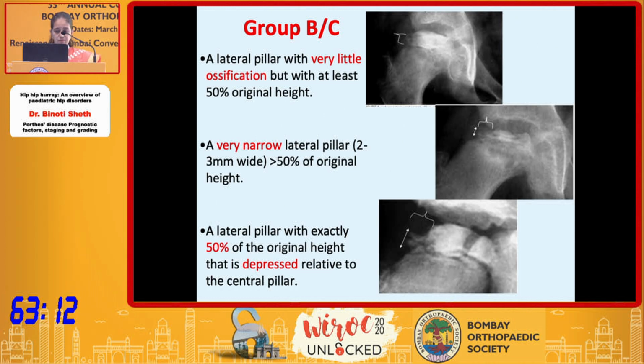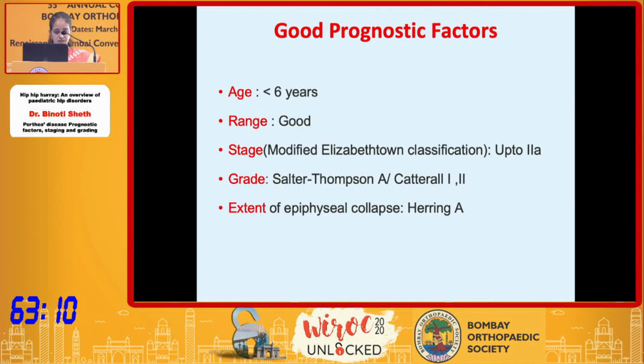So again, re-emphasizing the prognostic factors. If the age is less than 6 years, the range of hip motion, especially abduction, is good, the stage is up to 2A, the Salter-Thompson grade is A or Catterall 1 and 2, and the extent of epiphyseal collapse is Herring A, these are all the good prognostic factors in a case of Perthes disease.